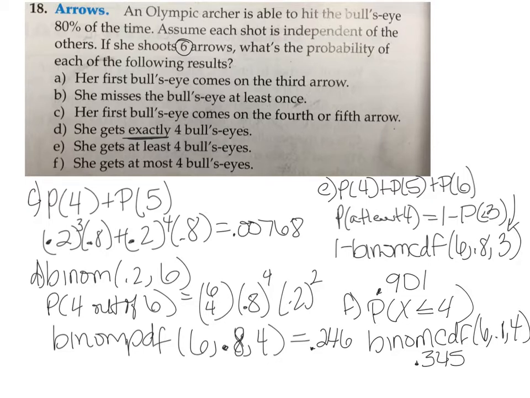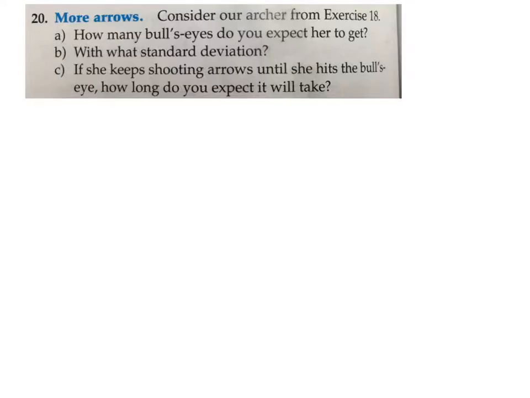So hopefully, just looking at these examples one more time kind of refreshes your memory about the difference between the two models. Let's look at some more examples when they ask, how many bullseyes do you expect her to get out of 6? Now we're talking about an expected value, a mean. So our mean is n times p. So for A in this case, it is 6 trials with a probability of 0.8, which is 4.8. So that's how many we expect her to get. We don't need to round it because it's an average.